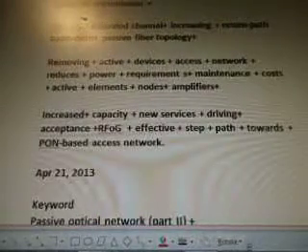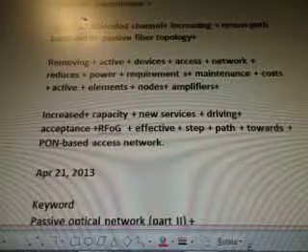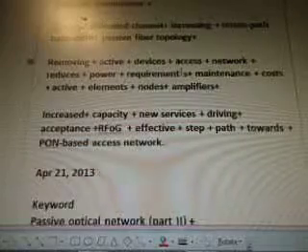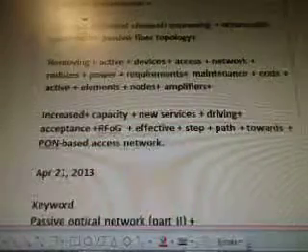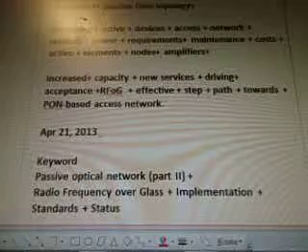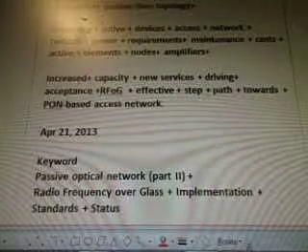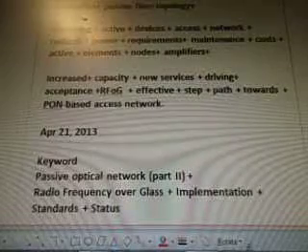Removing active devices access network reduces power requirements. Maintenance costs, active elements, nodes, amplifiers. Increased capacity, new services, driving acceptance, RFOG, effective step path towards PON-based access networks.